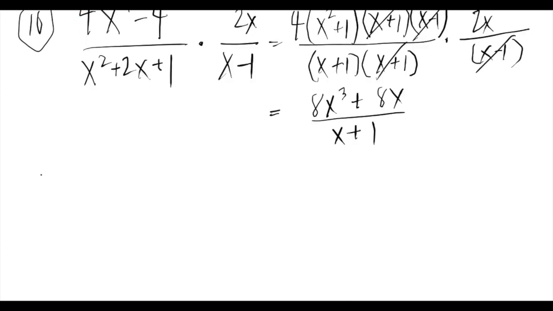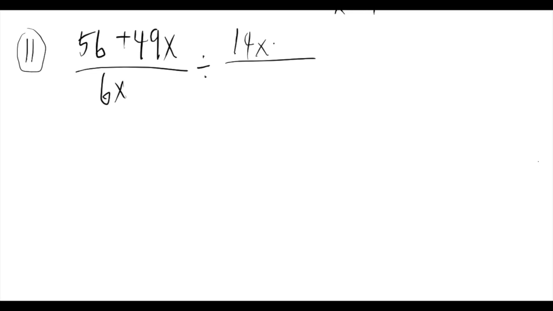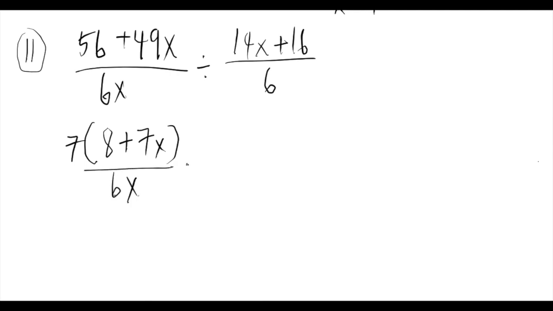Number 11. So, for number 11, divide 56 plus 49x over 6x divided by 14x plus 16 over 6. Okay? So, i-factor natin ito. Ang common factor nila is 7. 56 divided by 7, that's 8 plus 7x over 6x, times, and then, reciprocal nito.